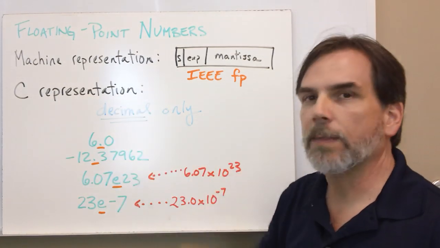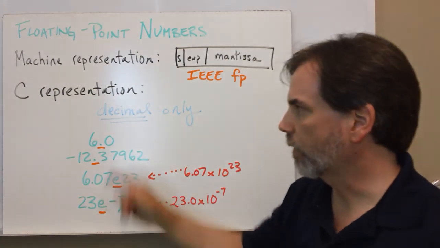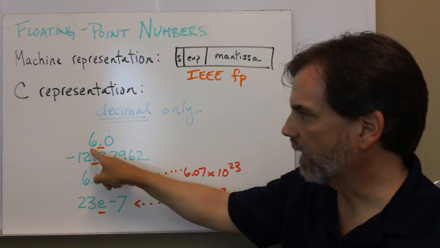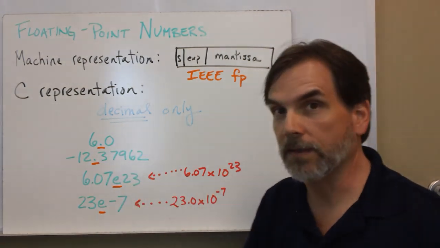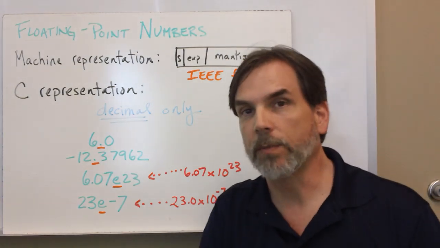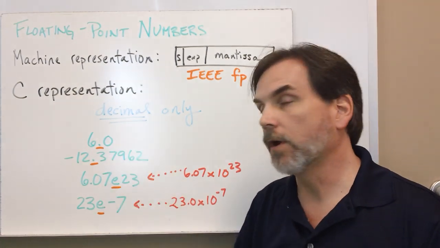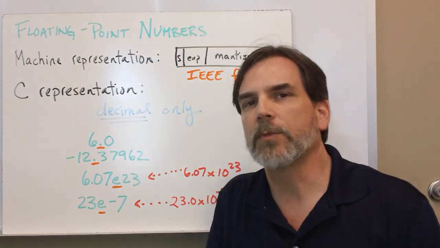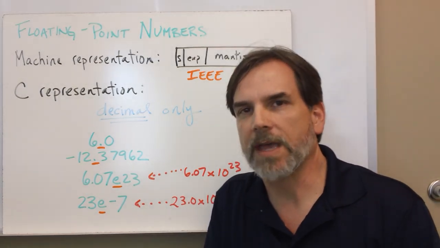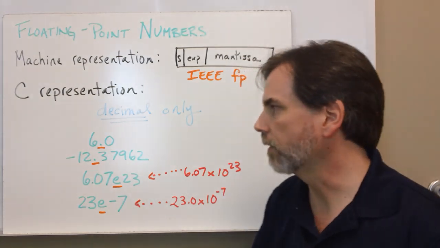In C, we don't worry about how it's represented underneath. We just write it with a decimal point. Any number that has a decimal point in it, whether or not it has anything to the right of the decimal point, is considered a floating point number. 6.0 is the number 6, but we're telling the program to represent this number as a floating point value rather than as an integer value.